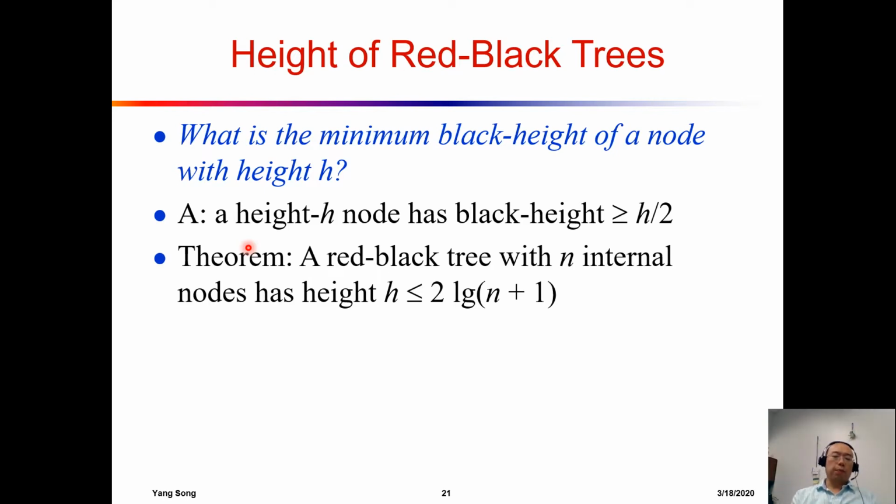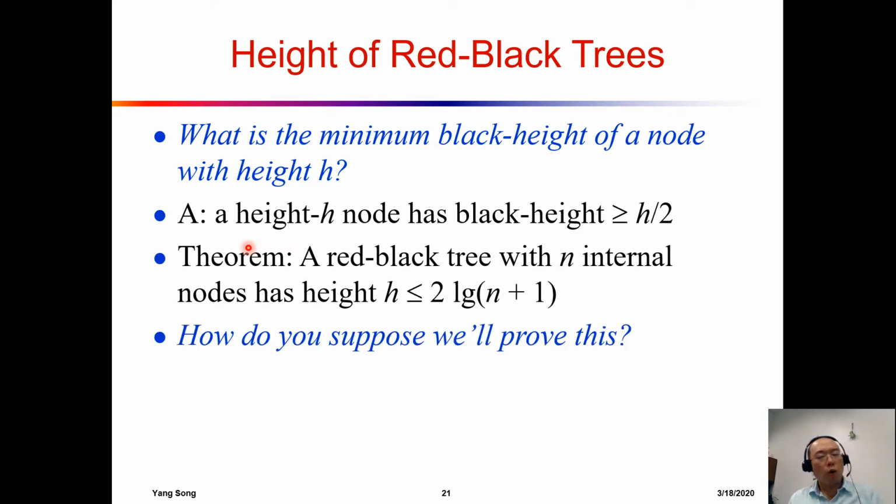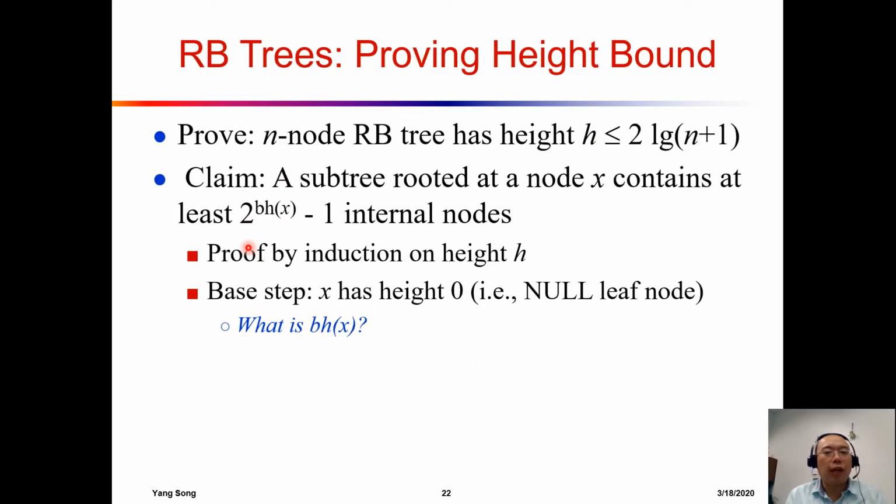So the theorem we really want to prove is a red-black tree with n internal nodes has a height h smaller or equal to 2 log(n+1). So this is the theorem we want to prove. So how do we prove that? Well, we have been doing proofs a lot, and probably you know the answer. And the answer is, of course, we have to do induction.